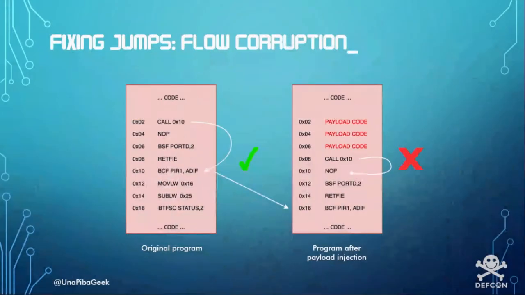At the moment of injecting a payload at whatever place, we are making a shifting of bytes that could affect the call and goto instructions of the original program, because now they are jumping to memory addresses whose original bytes have been moved. In large programs, this is a real problem that we have to solve. For example, in the graph, we can see a call instruction jumping to the address 10, while after payload injection, it should be jumping to the address 16. We have to fix this to avoid a flow corruption.